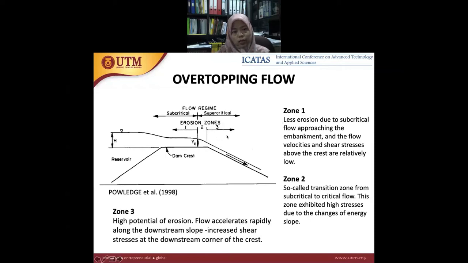And the last one is zone 3, which has a very high potential of erosion. At this zone, the flow accelerates rapidly along the downstream slope, which increases shear stress at the downstream corner of the crest. So at this zone, it will experience very massive erosion, especially at the toe.